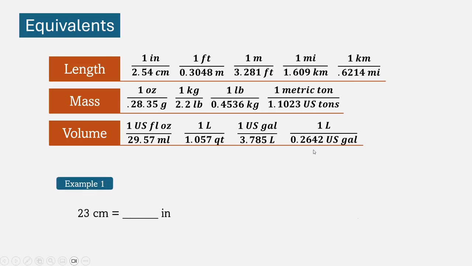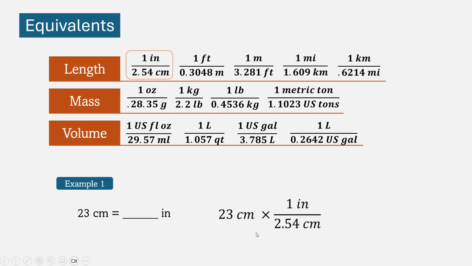Example number one: 23 centimeters is equal to how many inches? So first thing that we will try to do is write this first, 23 centimeters, and then we will multiply this with the appropriate equivalents. Take note that we are converting from centimeters to inches. So we will look for equivalents wherein centimeters and inches are the units involved. So we will be using this equivalent. Since centimeters and inches, okay. So in here.